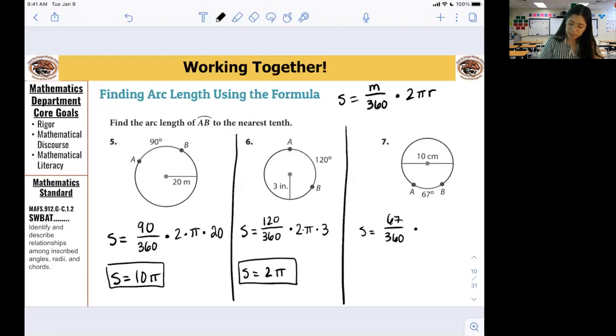This one's not quite as simple, right? Because this one, 3 times 120, you can do that in your head a little more easily. But here we got different numbers. 67 times 10 over 360 times 2 pi, so 670 over 360 multiplied by 2 pi. Is it multiplied by 2 times pi times 10 though? Yeah, but we don't really want to multiply 20 pi. I think it would be easier if we multiplied it to the fraction.